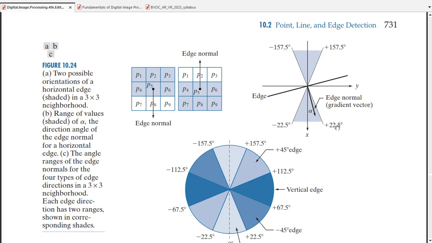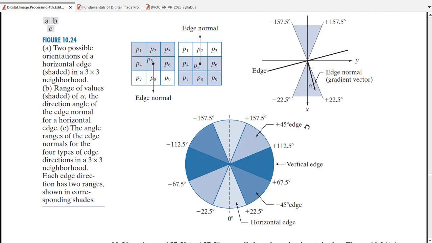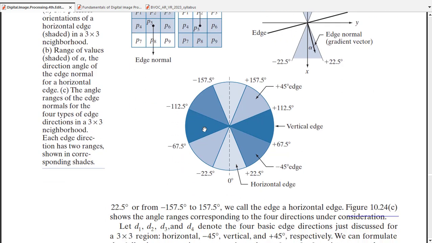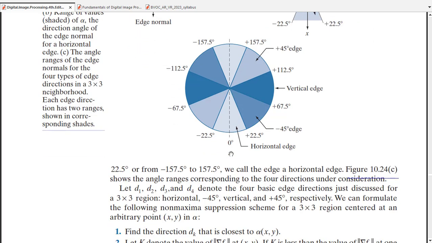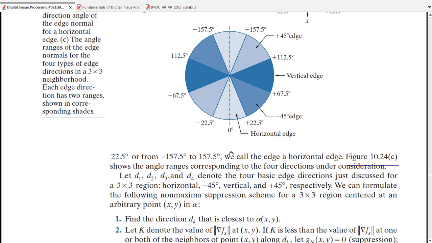Normally the edge normal is defined. What is the upper and the lower? In particular, the edge normal gradient is a vector. We analyze it in a circle format: how to handle vertical edges and horizontal edges, and everything is analyzed depending on the 360-degree rotation.